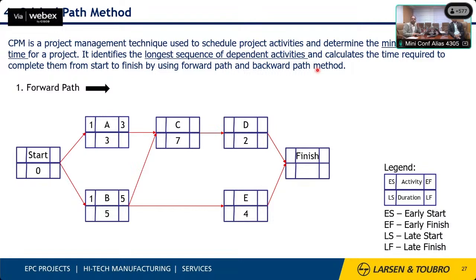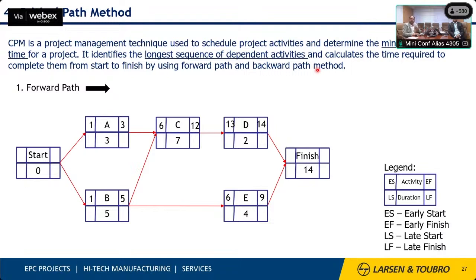But when we come to activity C, the program decides which activity it should follow. It will follow activity B because it takes more duration to complete. So activity C will run from 6 to 12. Similarly, activity D will run from 13 to 14, which is 2 days. And activity E will start on the 6th because the driving activity is B. The overall duration of the project is 14 days. Now this is the forward path.